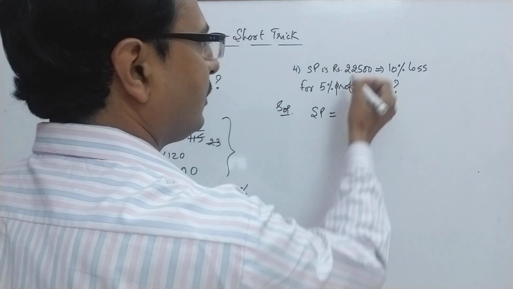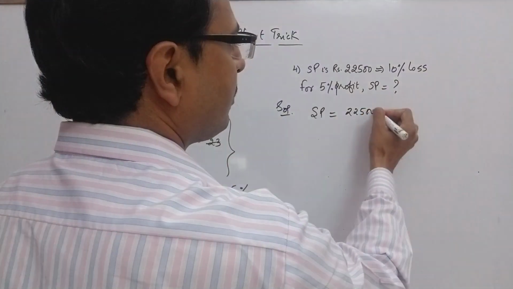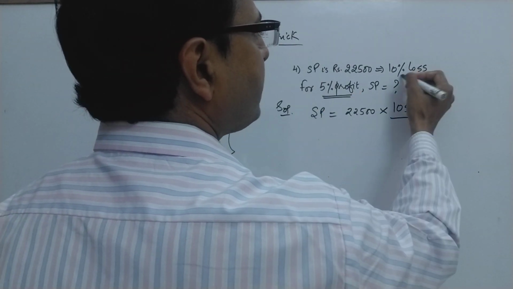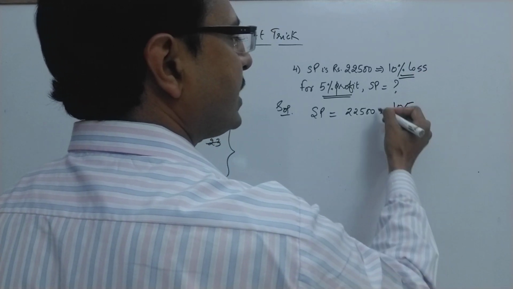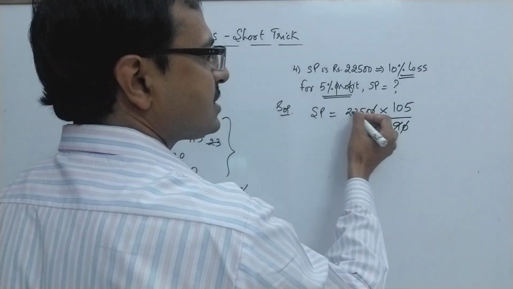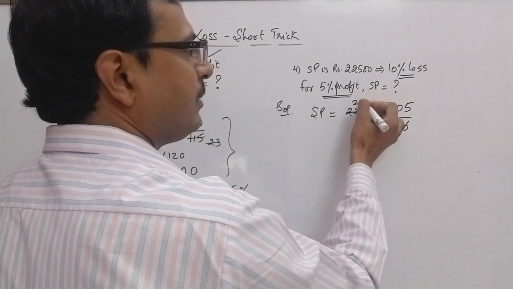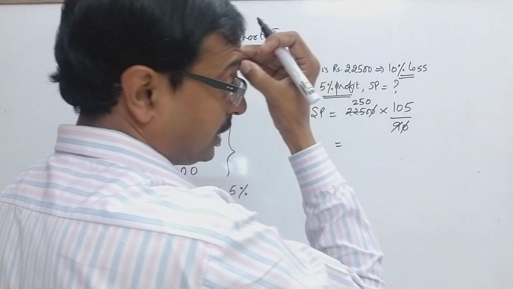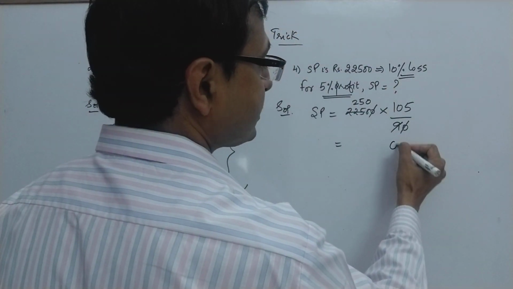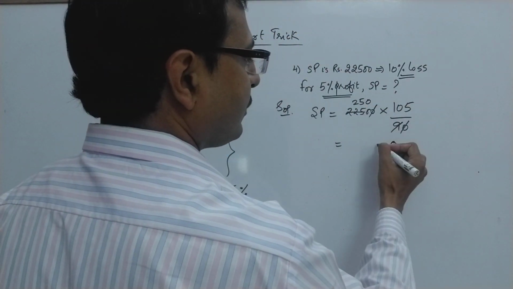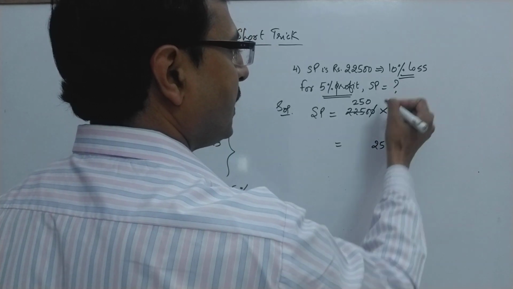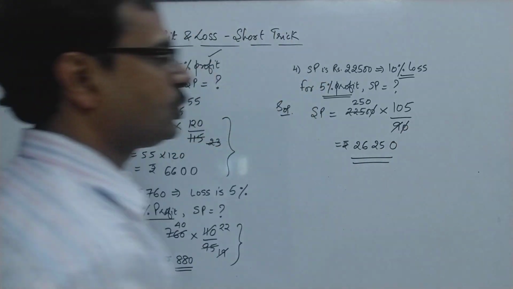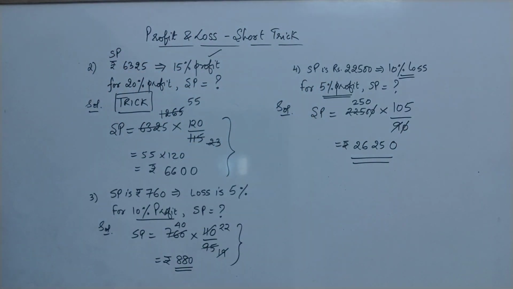Selling price directly, 22500 multiplied by, you have 5% profit means 105 and 10% loss means 90. So 10 gets cancelled. 9 cancels, 9 into 18, 45 means 5 and 0. So 250 into 105. This is what you need to calculate now. 25 into 5 is 125. So 25, 1 carry and 26. So here we have the answer, 26,250.